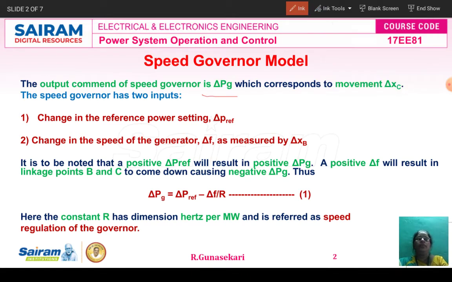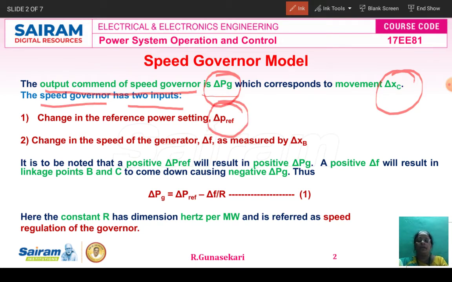Del PG is nothing but the output command of the speed governor. G represents governor. The other one is the movement del XC. C is a point on the linkage mechanism of the speed governing system. The two inputs of the speed governor are: first, del P reference, that is the change in reference power setting. P for power, REF means reference, and del represents change. Therefore del P reference represents the change in the reference power setting.